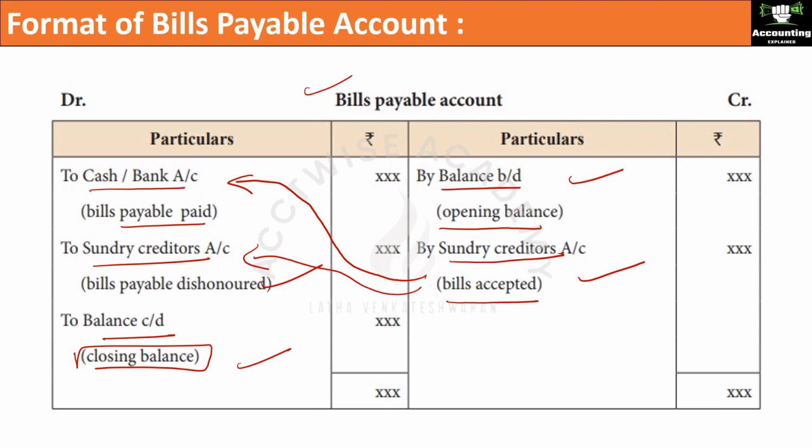If any one of these figures, like cash or bank, sundry creditors, opening balance or closing balance, is missing, then it can be found out as the balancing figure.